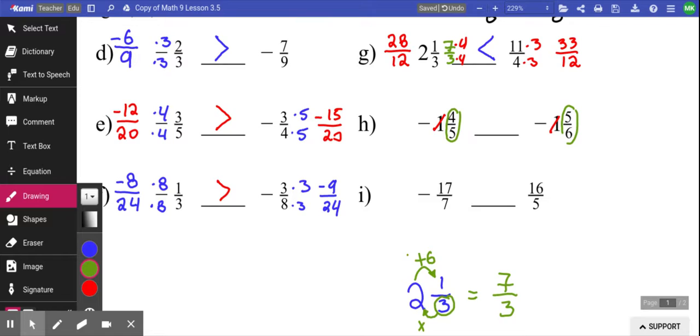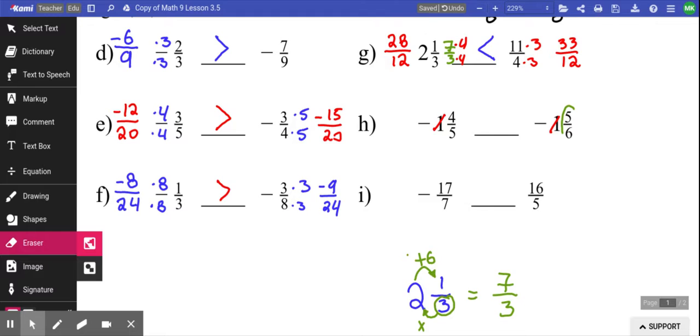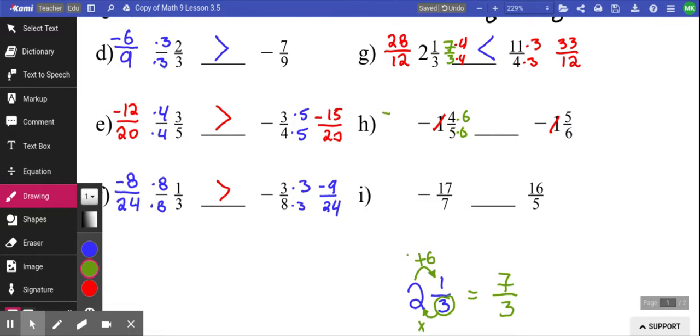-4 over 5 and -5 over 6. A good common denominator for those two is 30. So I would multiply the first one by 6 to give me -24 over 30. I'd multiply this one by 5 to give me -25 over 30. And now I know that the one on the left is greater than the one on the right because they're negatives, right? So it goes like that.